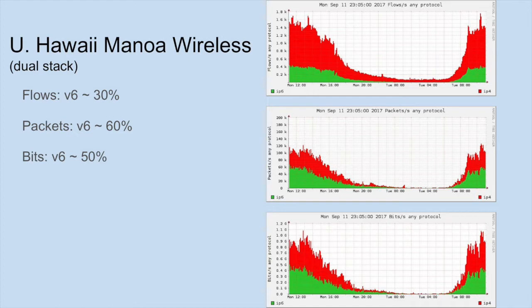On one zone, which has about 8,000 users, the busiest zone, you'll notice the flows per second in the top graph. V4 is red, V6 is green, and V6 is considerably lower than V4, but it's about 30%. If you look at packets, however, V6 looks almost a little bigger than V4. And if you look at bits, it's about half and half.